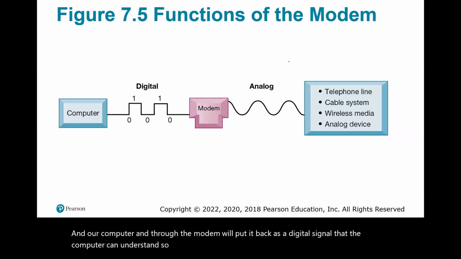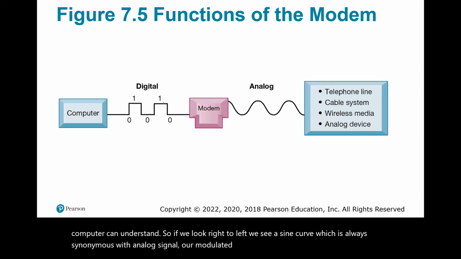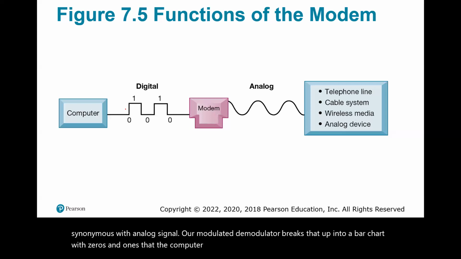So if we look right to left, we see a sine curve, which is always synonymous with analog signal. Our modulator demodulator breaks that up into a bar chart with zeros and ones that the computer can understand.